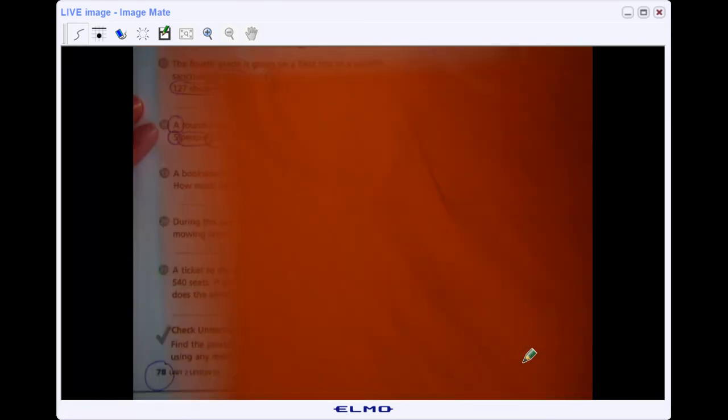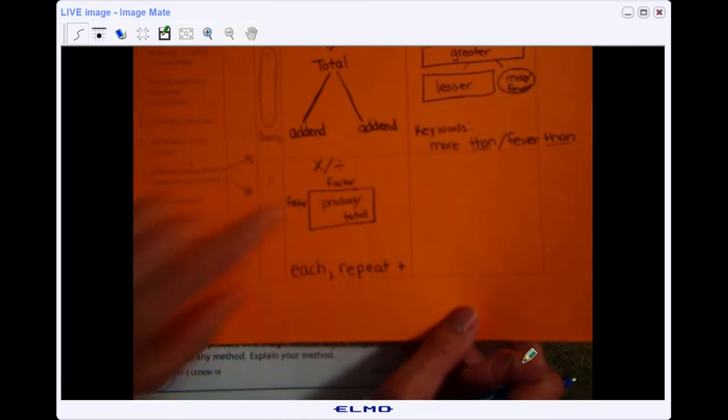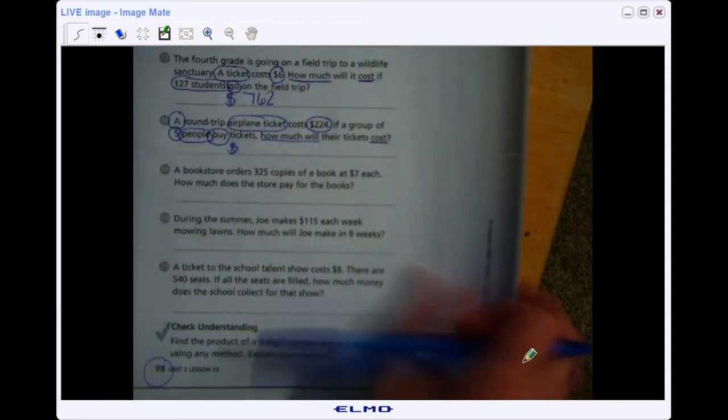And once again, I heard that repeated addition there. I didn't hear the word each, but it's each ticket is $224. So I know this is going to be my drawing. I'm going to use that rectangle line. So next to number 18, I'm going to draw my rectangle. And I'm going to put my story on my rectangle, okay? So my story has to go on my drawing.